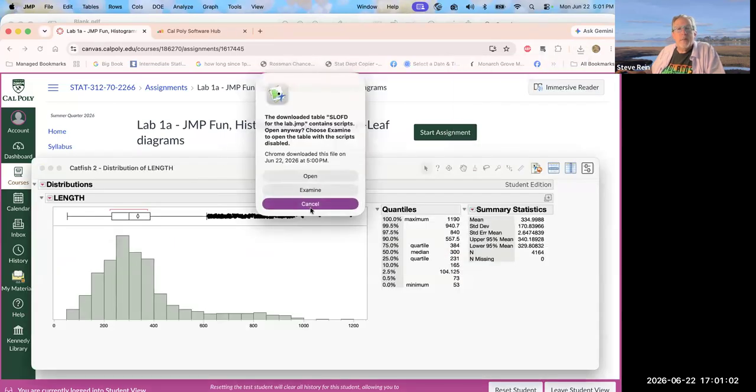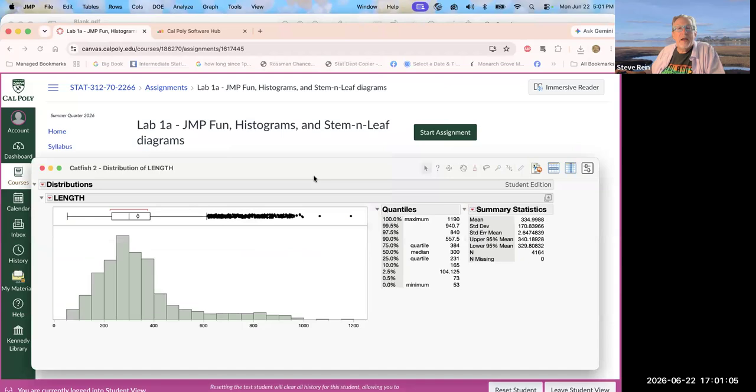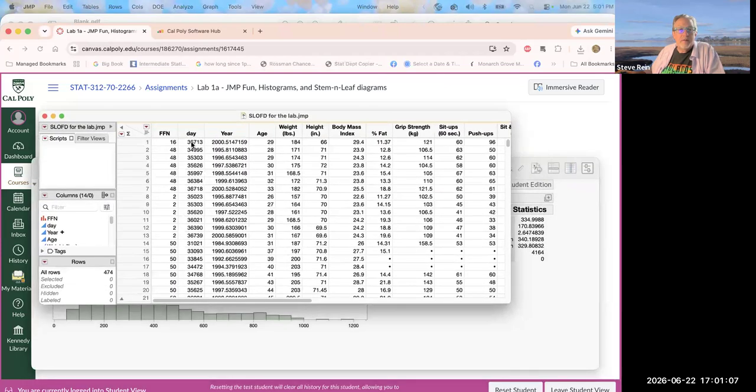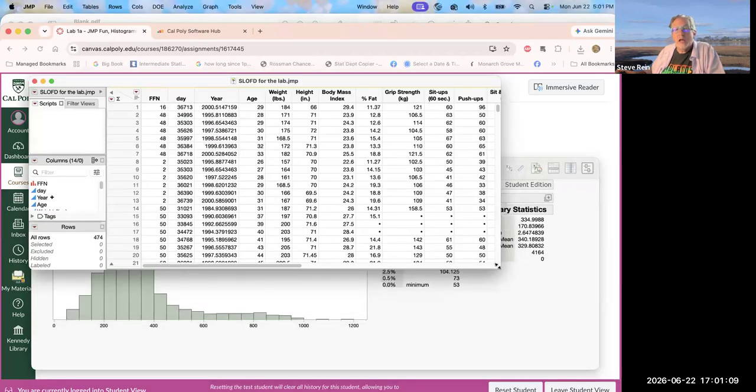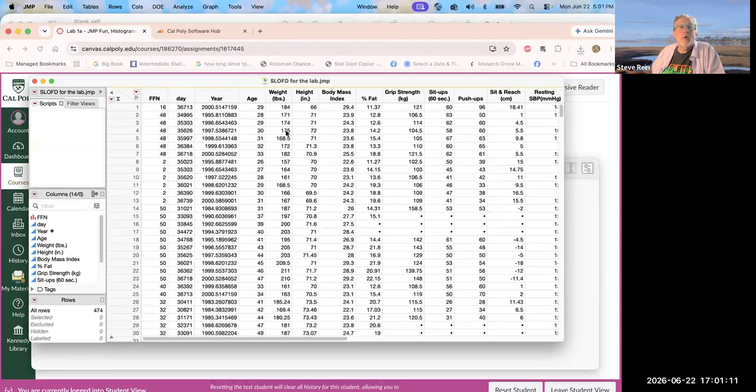These are data that were collected by a pair of colleagues of mine in kinesiology, a long, long time ago, in approximately the 1990s. You could see the year in which the observation was collected: 2000.5147. That seems like a weird year, partway through the year 2000.